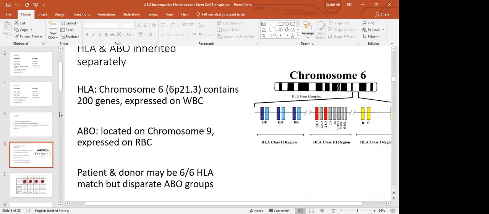First of all, we know HLA and ABO are inherited separately. HLA genes are located on chromosome number 6, which express about 200 genes. HLA class 1 antigens are expressed on all nucleated cells, while HLA class 2 is expressed on antigen presenting cells. ABO antigens are located on chromosome number 9, and are expressed on red blood cells. A patient and donor may be 6x6 matched, but blood groups are different.